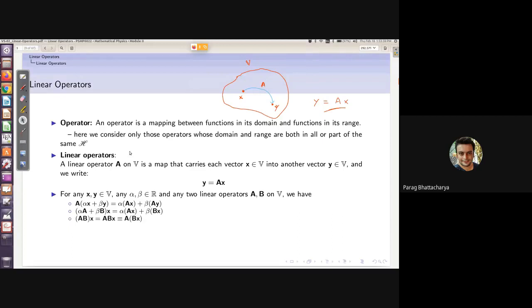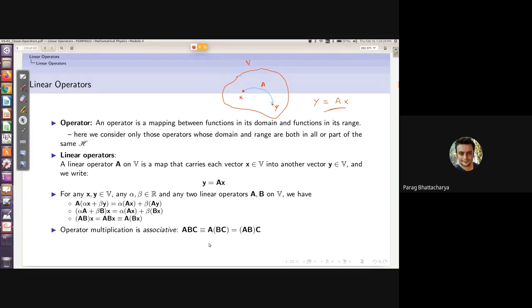Next one is, suppose I have two operators. I want to apply these two operators on some vector. It really does not matter in what order I operate them. First I operate B and then I operate A, or I first multiply these two operators A and B, and then I apply the composite operator. If I apply this on the vector X, in both the cases the result will be exactly the same. Operator multiplication is associative.